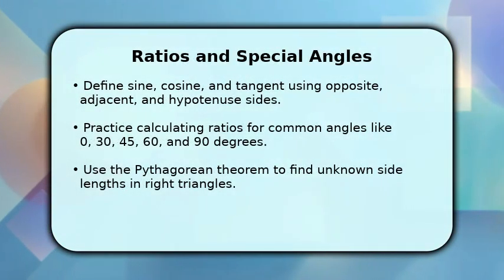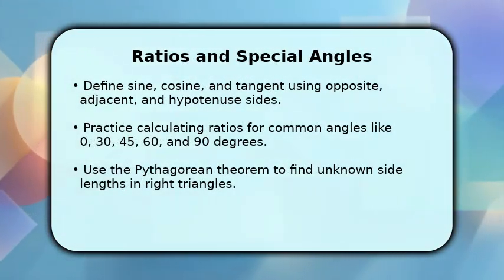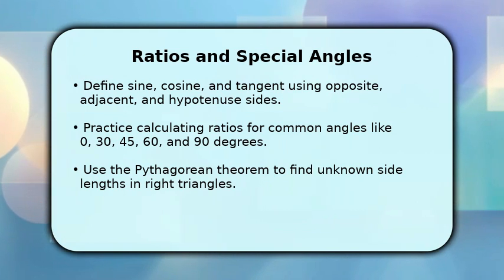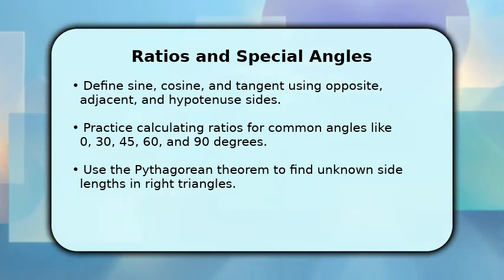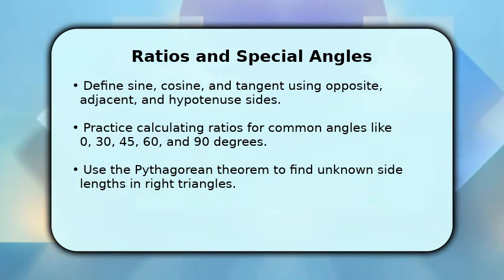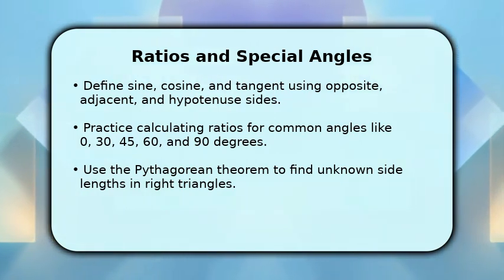Next, we'll dive deeper into the specific trigonometric ratios. Remember SOHCAHTOA to easily recall sine as opposite over hypotenuse, cosine as adjacent over hypotenuse, and tangent as opposite over adjacent. We'll also explore the values for special angles such as 0, 30, 45, 60, and 90 degrees. Knowing these by heart will significantly speed up your calculations. Practice applying these to various right-angled triangles.